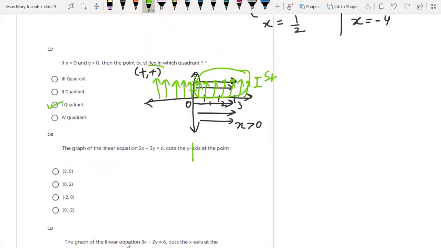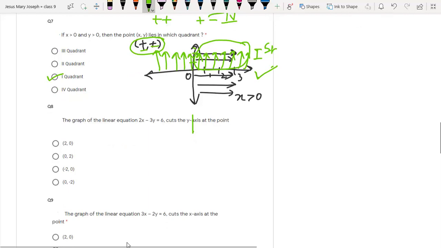This question can be done directly by this also, because x is more than 0, so it is a positive number, y is more than 0, it is a positive number. We know all these things. When both are positive, first quadrant. When x is positive, y is negative, which quadrant is it? Yes, it is the fourth quadrant. So like that you can do. This is just the explanation of how it works.